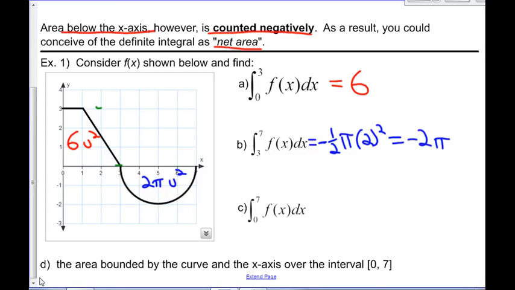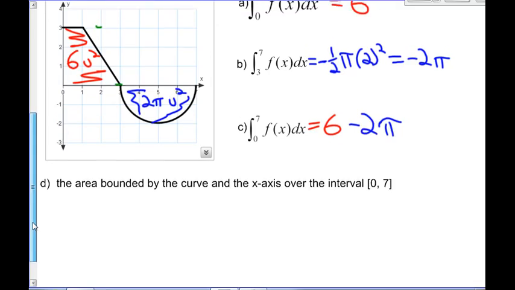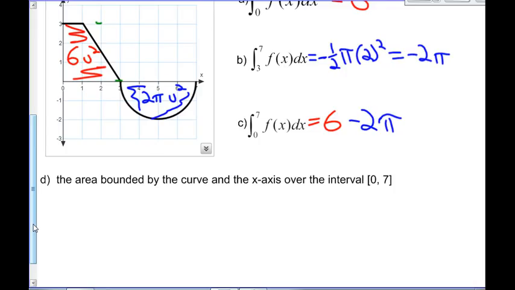The integral from 0 to 7 would be this part counted positively, and then this part counted negatively. That's 6 minus 2 pi. There's a subtle distinction here. If we wanted the area, for some reason, if we just wanted to find the total area bounded by the curve and the x-axis, it would be 6 units squared plus the 2 pi units squared, or 6 plus 2 pi units squared.